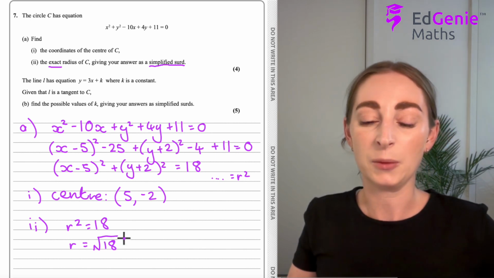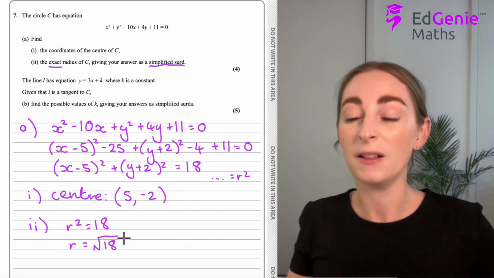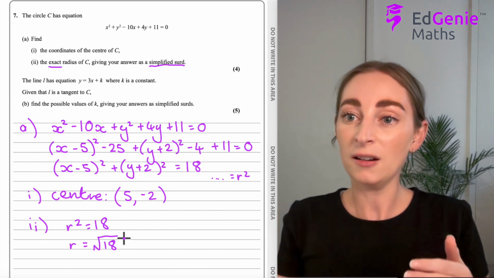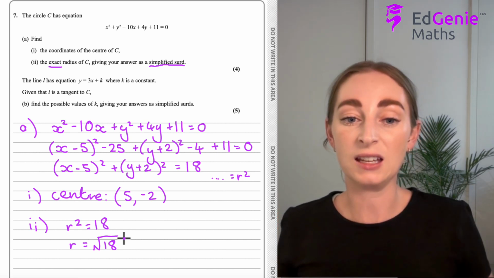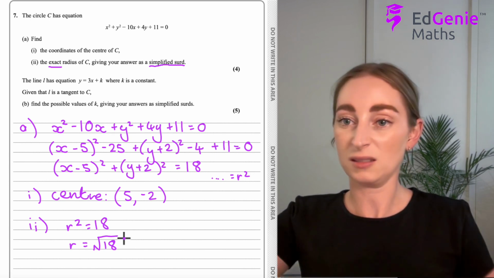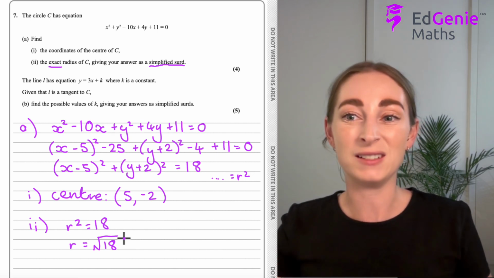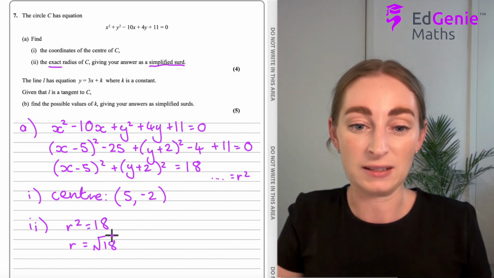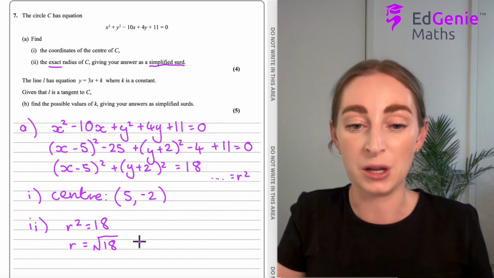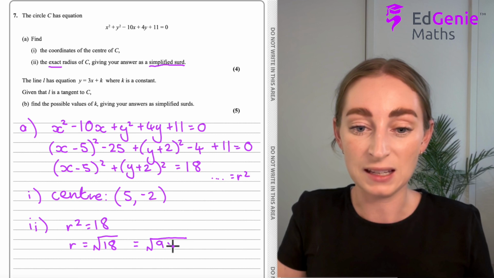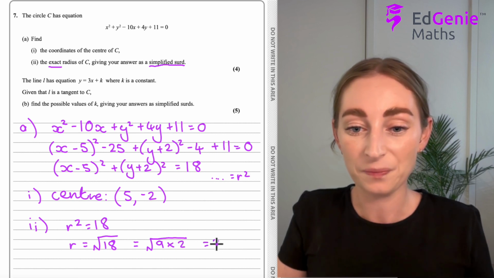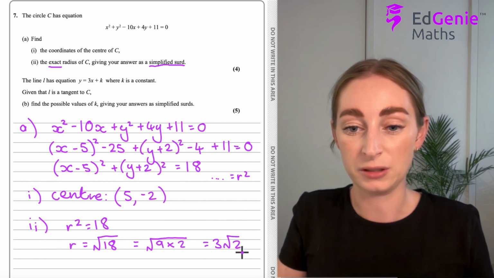And you might be thinking, why is she not doing positive and negative? It's a radius. So we can't have a negative radius because then it just wouldn't exist. It's like if we were measuring a wall, you can't have a negative value there. It has to be positive. So we know it's going to be the square root of 18. Square root of 18 is 9 times 2. So that's 3 root 2.